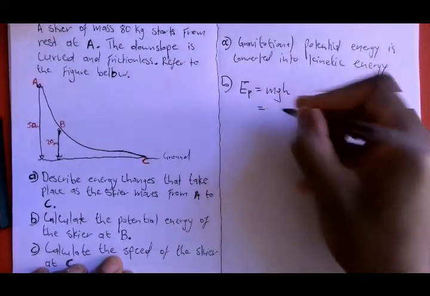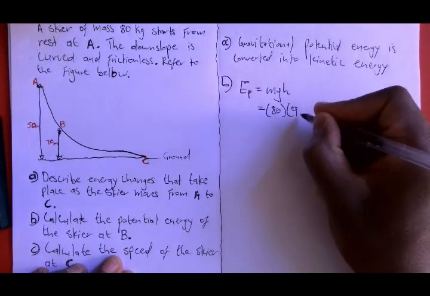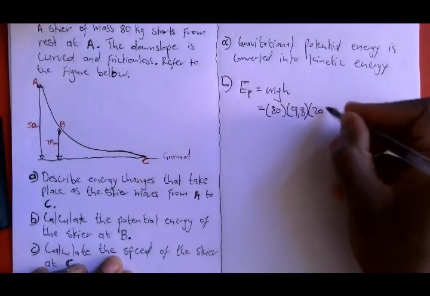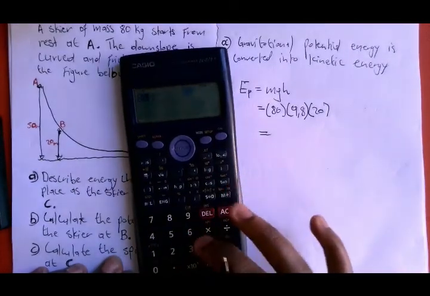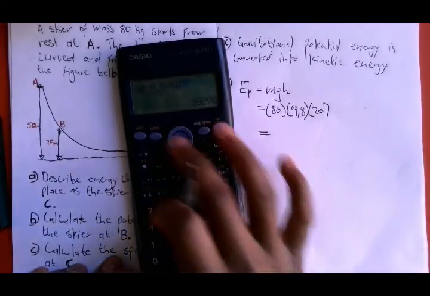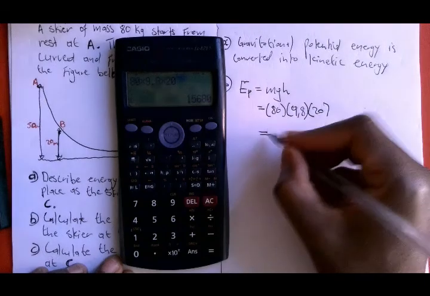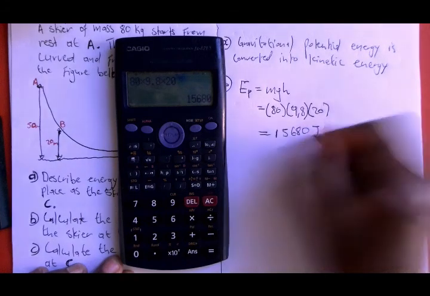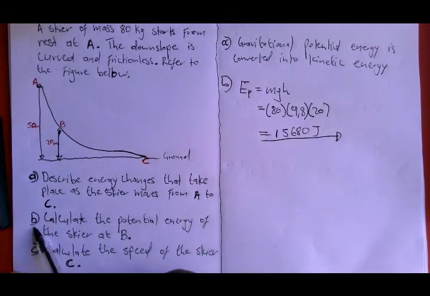mgh, where m is the mass of the skier, 80, times 9.8. What is the height from the ground? It is 20 meters. So this is 80 times 9.8 times 20, which is 15,680 joules. So this is the gravitational potential energy at B.